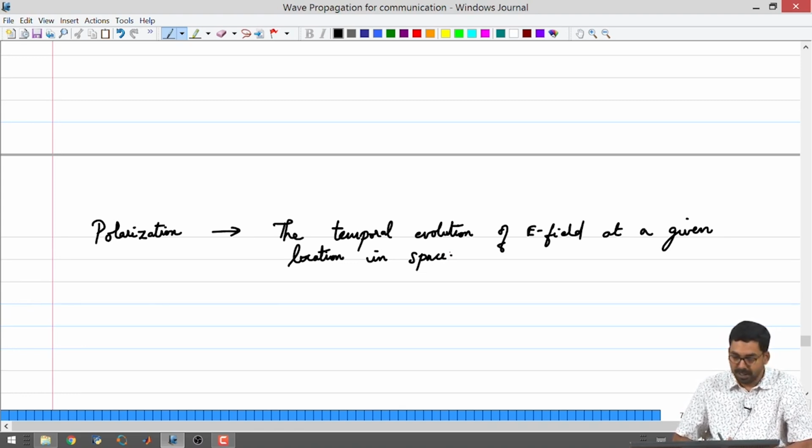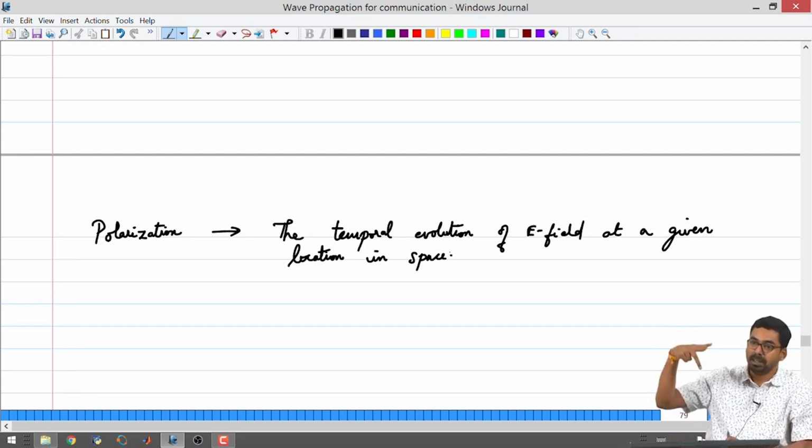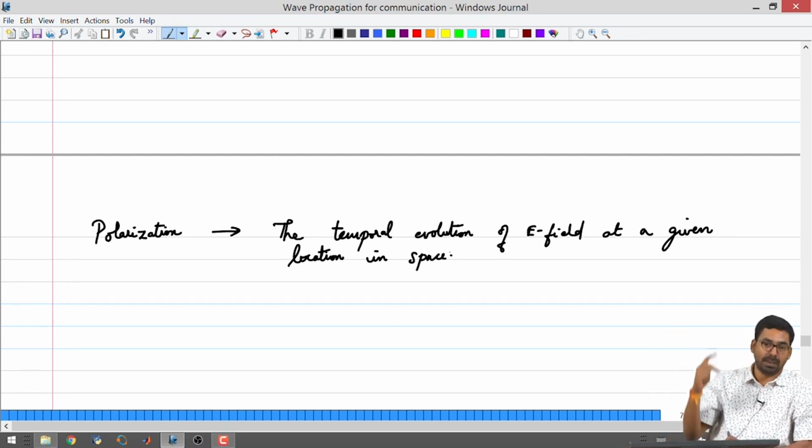Now, we need to look at this a little more closely, because this is something very different from the transmission line case. Most of the properties were similar until now, but there is a new property coming into the picture. In the case of the transmission line, we just had polarity, we never had polarization. Here we have polarization, and at a given location in space, with respect to time, the field could be doing this, but still the direction of travel is pointing in the same direction.